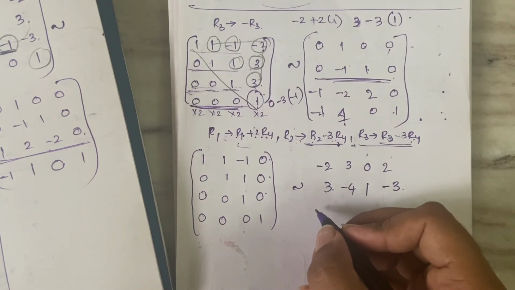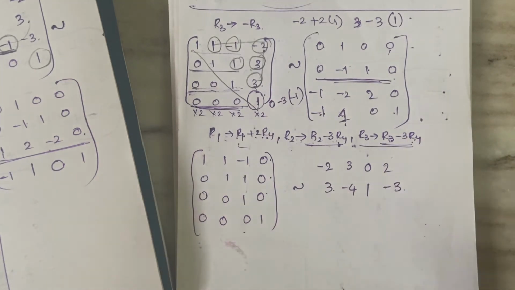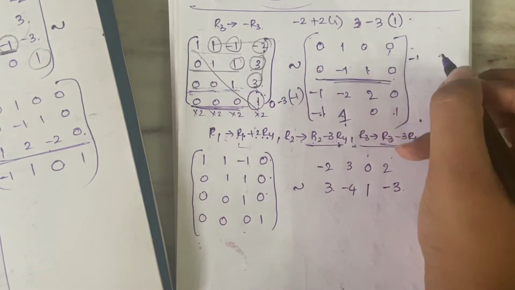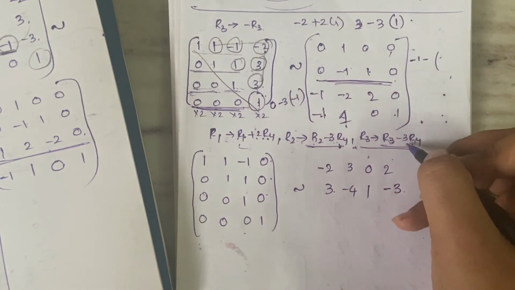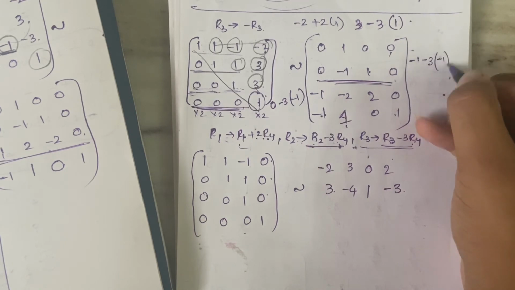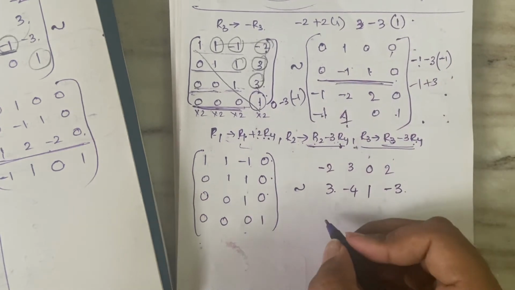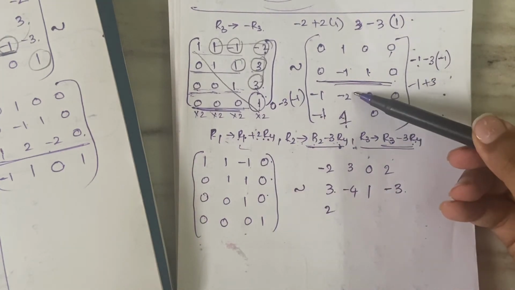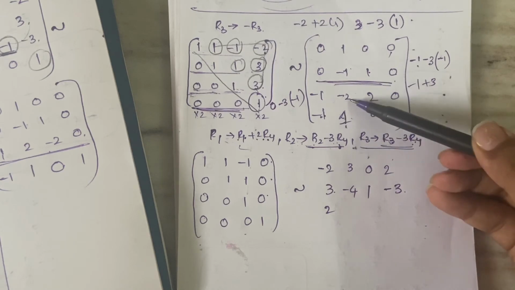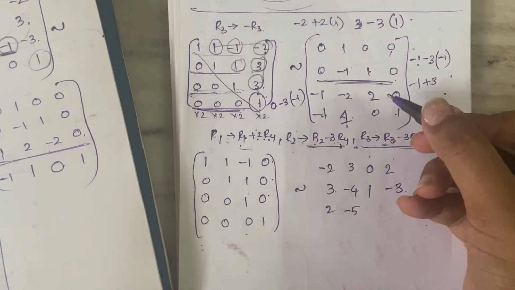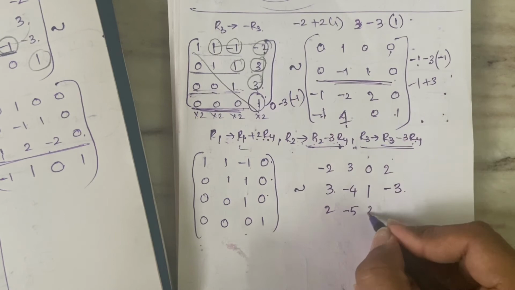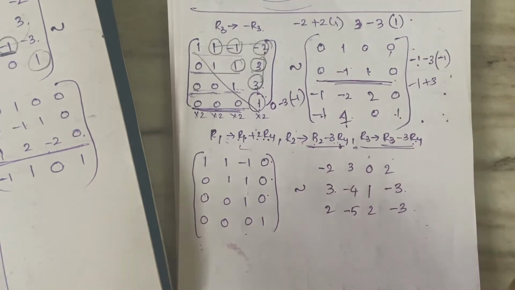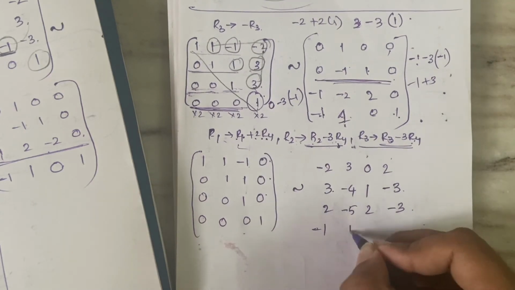No, wait. Sorry. R3 is minus 1 minus of 3 into minus 1 plus 3. You will get 2. Next, minus 2 minus 3 into 1. Minus 2 minus 3. Minus 5. 2 minus 3 R4 is 2. 0 minus 3 into 1. Minus 3. Okay, the R4 will be as it is, minus 1, 1, 0, 1.